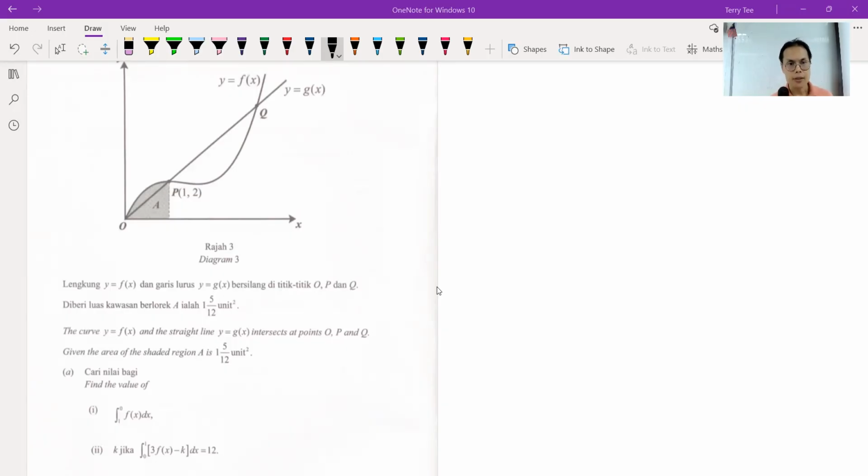Okay, this is the area we know can be represented by, let me write here, integration 0 to 1. Your x value is 1. Your 2 doesn't affect anything. 2 is your y value. Okay, so this integration f(x) dx is your area. It is 1 5/12. But what we are finding is the other way around, integration of 1 to 0, read from bottom to the top. So this is 1 to 0 f(x) dx.